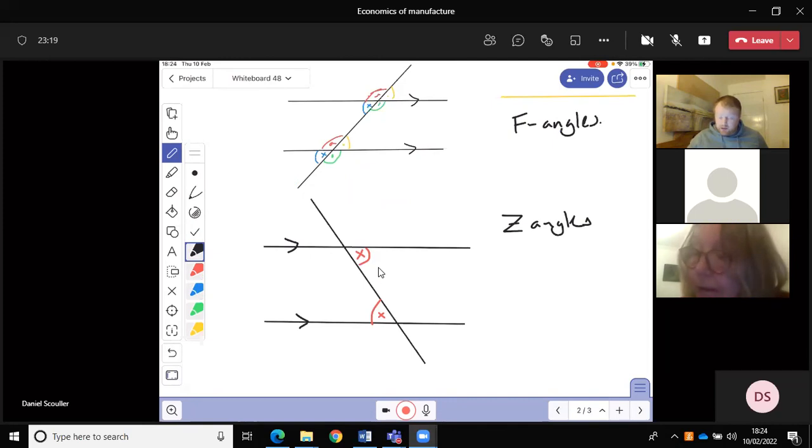You sometimes see them referred to as Z angles and F angles, simply because of the shape they make. One looks like a Z, one looks like an F. So just be aware that the same angles can be taken from two parallel lines if the same line cuts through them.